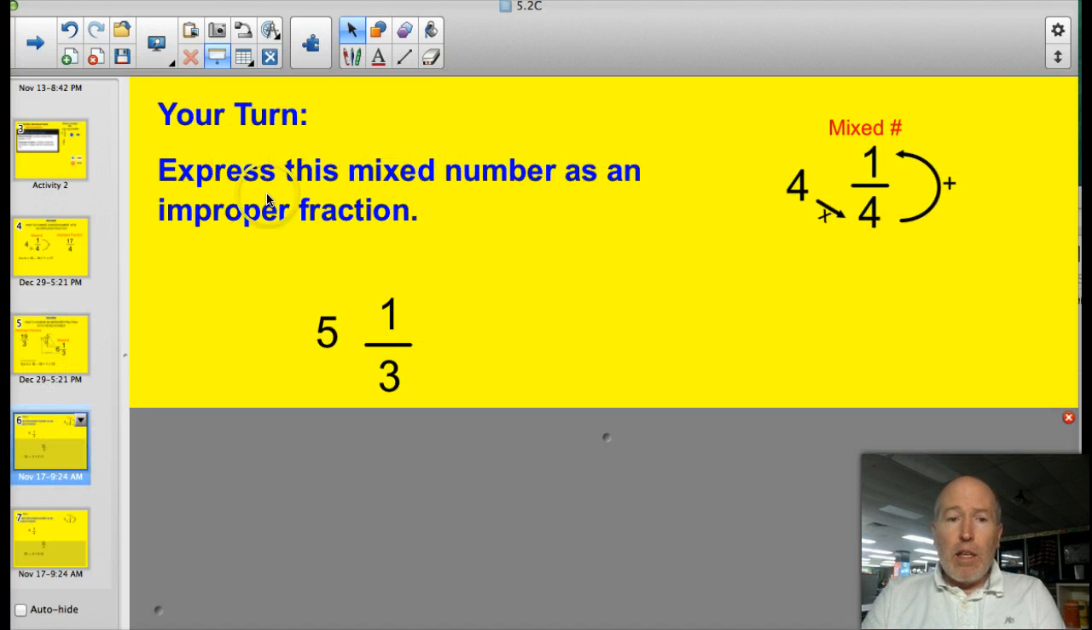All right, your turn. Express this mixed number as an improper fraction. I left my little example up there. So go ahead and pause the video and try it.